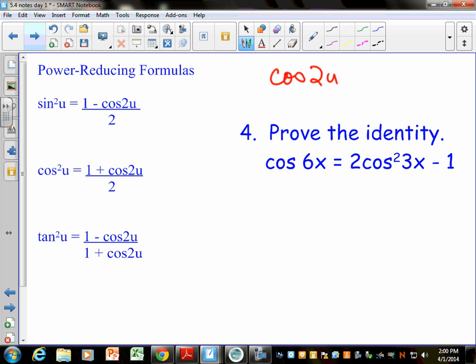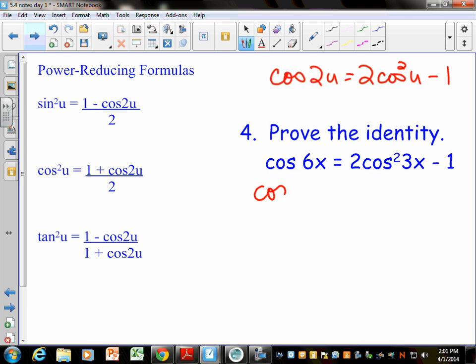Cosine of 2u equals 2 cosine squared u minus 1. Maybe the reason I don't make you memorize these is because I don't have to memorize them. It's probably why I say you don't have to memorize them. All the other ones I have to memorize. You see that that kind of matches this? All you have to do is tell me what u is. What is u in this problem? 3x. So if I was doing this proof, guess what I would write?